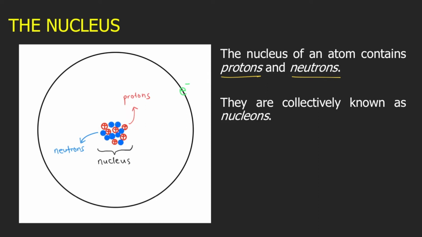Again, the nucleus is the center of the atom, and the nucleus contains protons and neutrons. Collectively, they are known as your nucleons. So when you encounter the term nucleons, this only means your protons and neutrons. They're called nucleons because, again, they can be found in the nucleus of the atom. Okay, so now let's proceed to our discussion on atomic number.